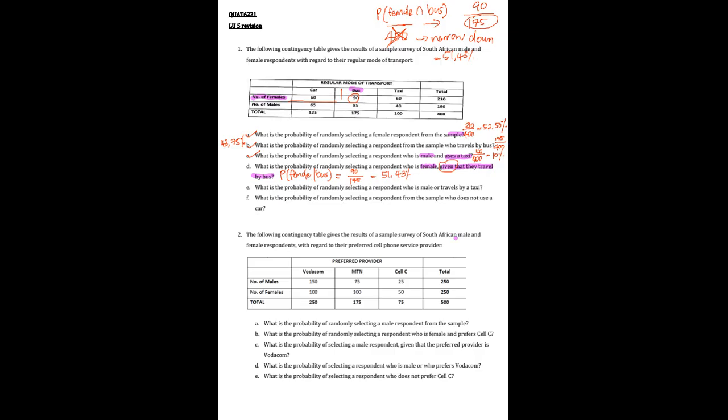Okay, then you have E, which says, what is the probability of randomly selecting a respondent who is male or who travels by a taxi? So now instead of using the word and, or the word given, they've used the word or. There's a specific rule for this, and the rule is called the non-mutually exclusive rule. Again, you'll have to read through your slides to understand how this is carried out, and why we call it a non-mutually exclusive rule.